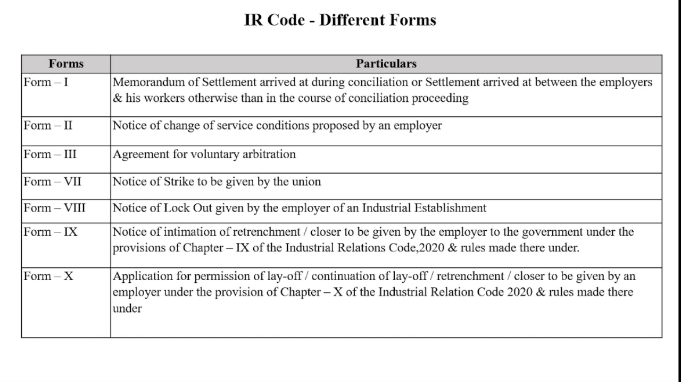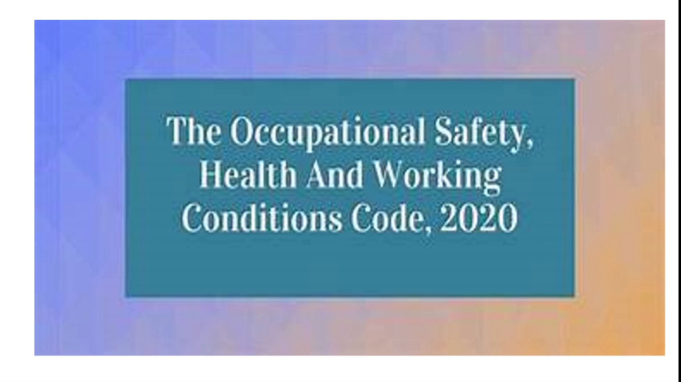Form number 9, notice of intimation of retrenchment or closure to be given by the employer to the government under the provisions of Chapter 9 of the IR Code and rules made thereunder. Form number 10, application for permission of layoff, continuation of layoff, retrenchment or closure to be given by an employer under Chapter 10 of the IR Code and the rules made under it. These are certain important forms, and some other forms are there. You can refer to the Code. Well, friends, these are the obligations of the employer under the Code on Industrial Relations.